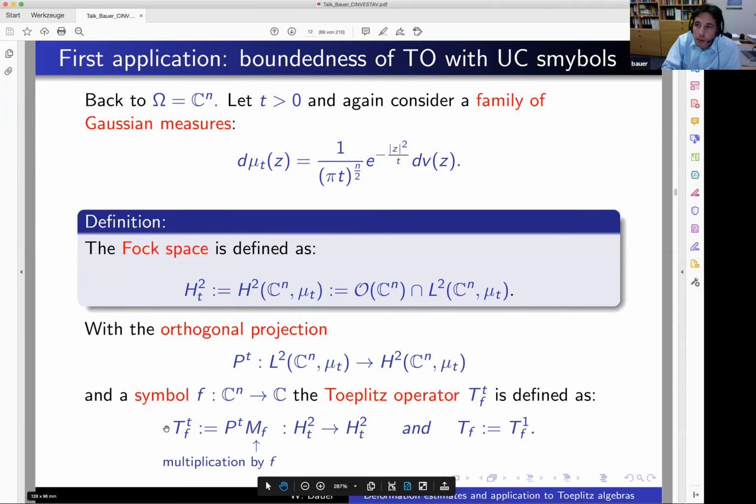And now you can ask several questions about this Toeplitz operator. For example, when is it bounded? Of course, if the symbol is bounded, then it's a bounded operator. This we already saw. However, if the symbol is unbounded, it may still be bounded in general. And this typically happens, for example, if the symbol has very high oscillation, but is bounded at the same time.